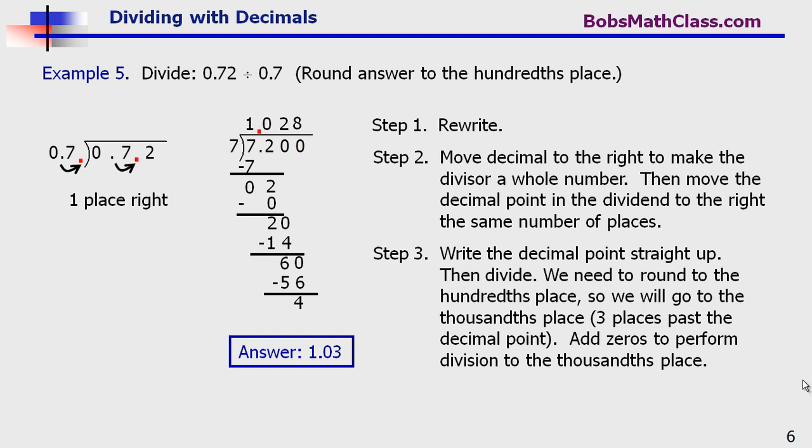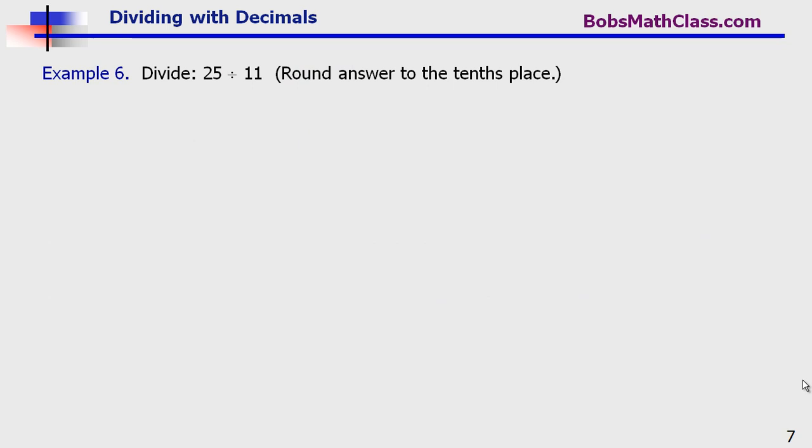Alright, let's move on. Try another one. 25 divided by 11. Round the answer to the tenths place. The tenths place is the first number after the decimal point. So we're going to have to go to the hundredths place because we've got to go 1 place farther than the tenths. So that's 2 places past the decimal point.